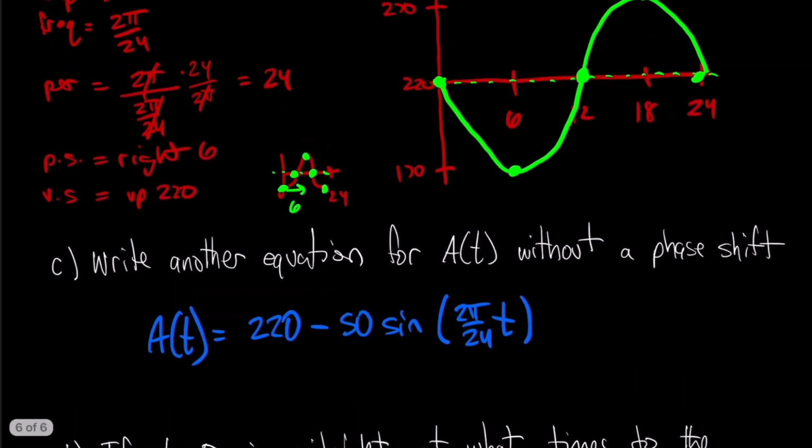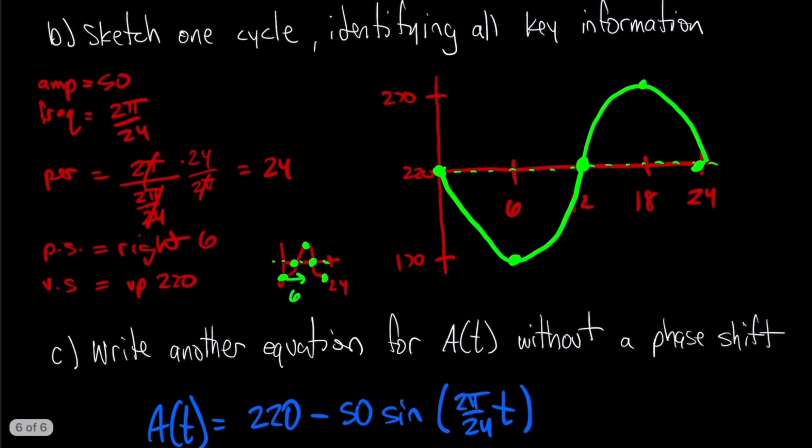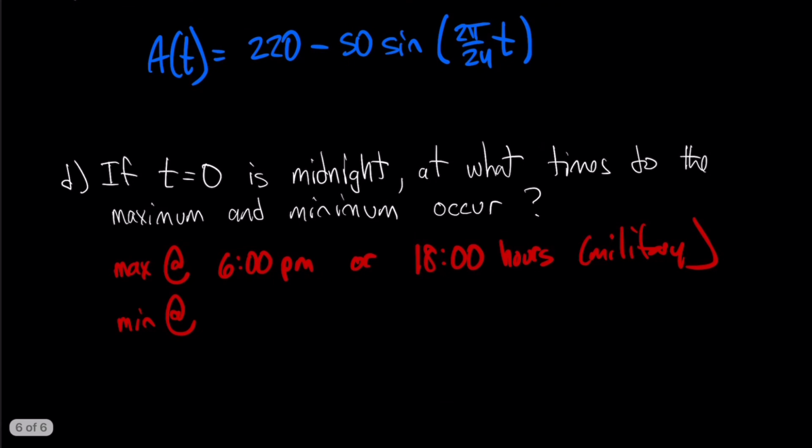Minimum. Okay, minimum occurs right here. The minimum occurs at 6 o'clock a.m. So that would be 6 o'clock a.m.